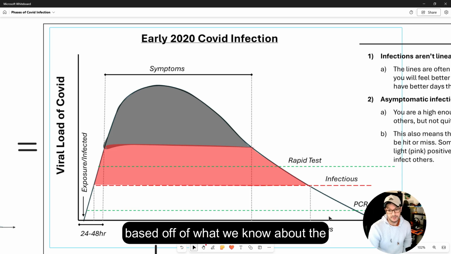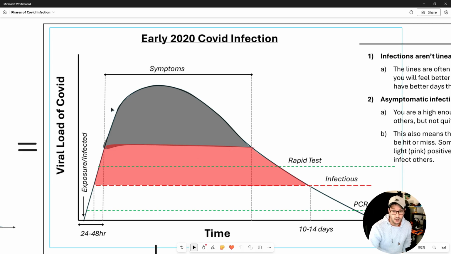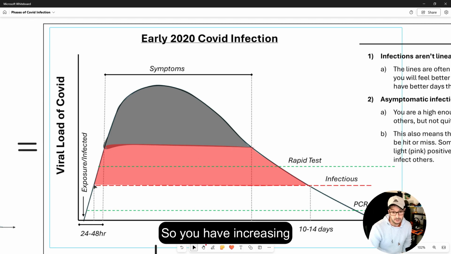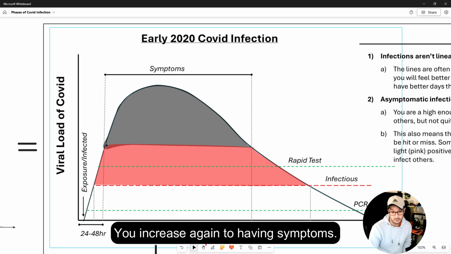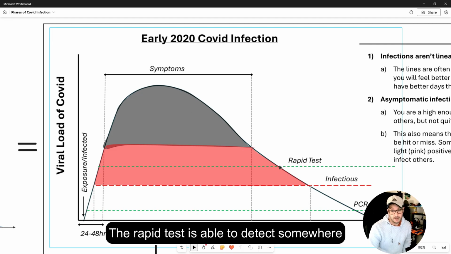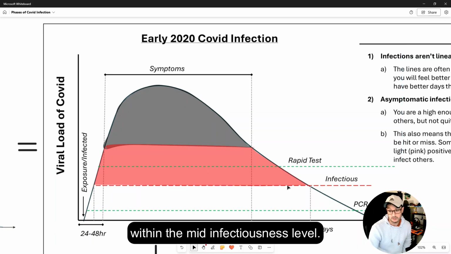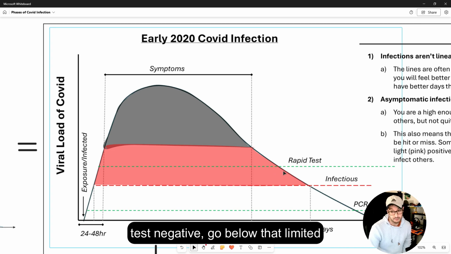Based off of what we know about the duration of COVID infection. But if I was going to do that chart in early 2020, this is how I would have done it. So you have increasing points to infectiousness, you increase again to having symptoms, and then the infection goes up, it goes down. The rapid test is able to detect somewhere within the mid-infectiousness level, and then you test negative, go below that limit of detection, but you're still infectious for a little bit.